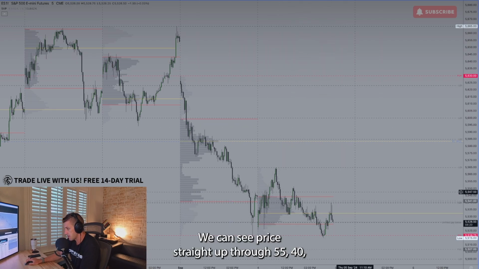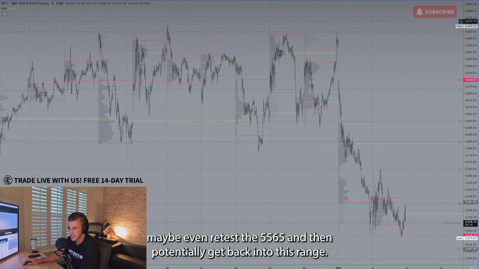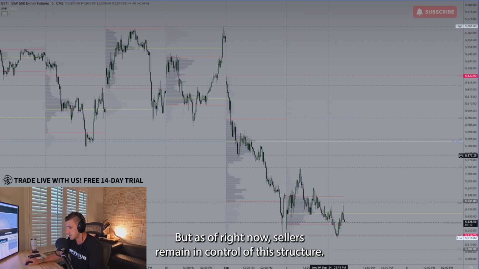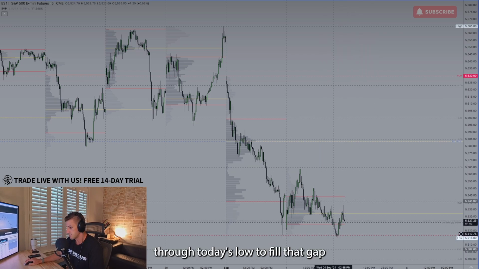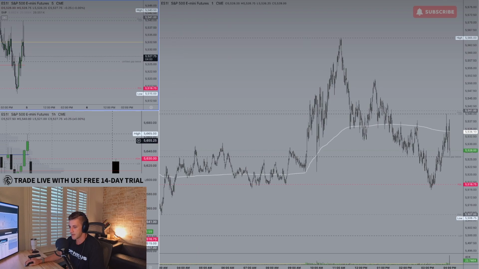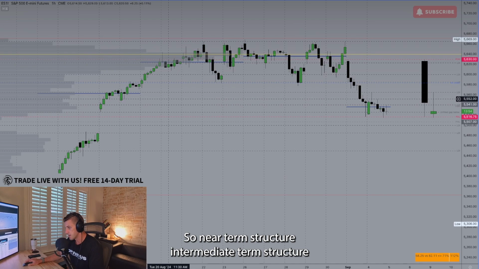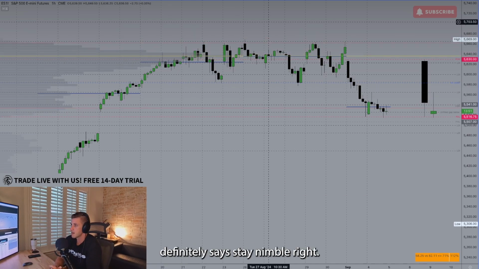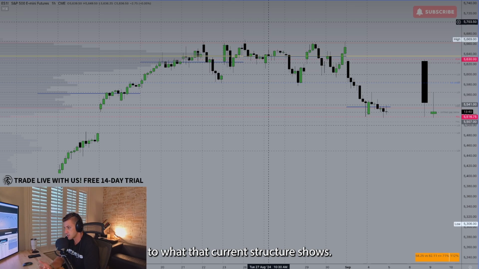We can see price trade up through 55.40, maybe even retest the 55.65, and then potentially get back into this range. But as of right now, sellers remain in control of this structure, and what they're going to be looking to do is flush price through today's low to fill that gap, right? They're looking for that gap fill trade down into 54.85. So near-term structure, intermediate-term structure definitely says stay nimble, right? Make sure you're trading with great location, and especially if you are looking for long setups, pay attention to what that current structure shows. That's going to be critical.